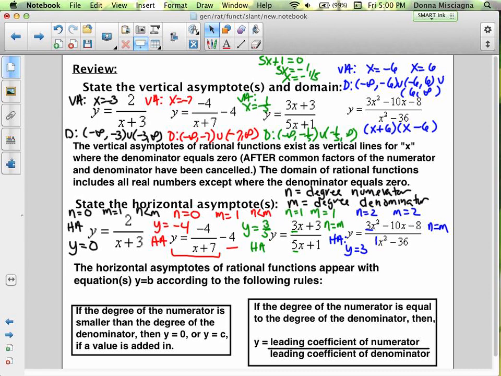We added in -4. If the degree of the numerator is equal to the degree of the denominator, right, then our horizontal asymptote is going to be the leading coefficient of the numerator divided by the leading coefficient of the denominator. Right? And so these are things we had been working on for a while now, finding vertical and horizontal asymptotes of different rational functions. Right? But now we're going to be going on to some new material.